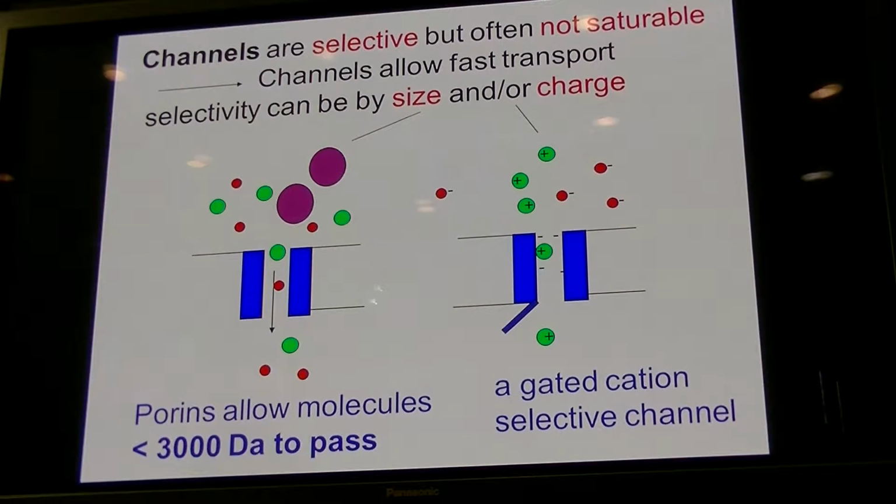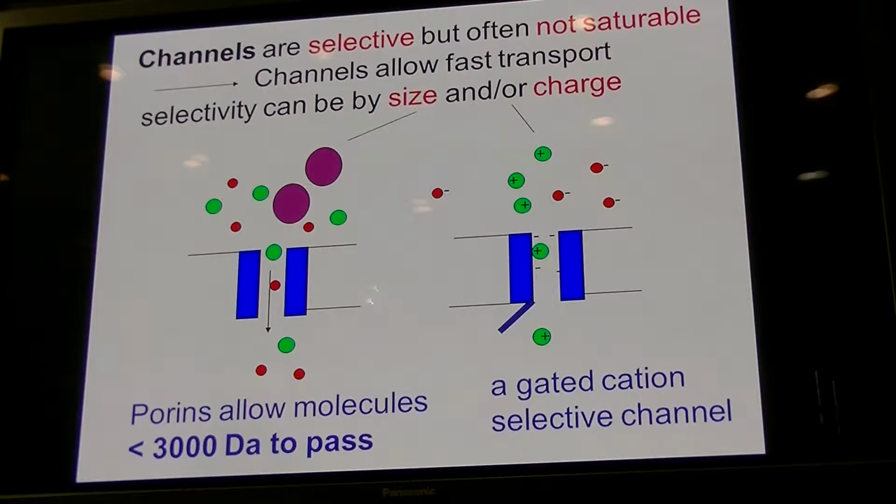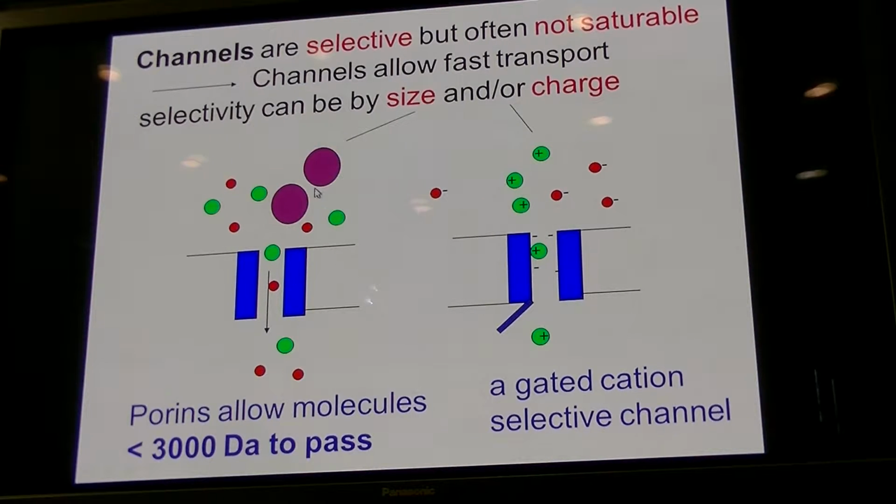So channels don't stably bind the substrate, but they have some selectivity. So how can you imagine that channels are selective?